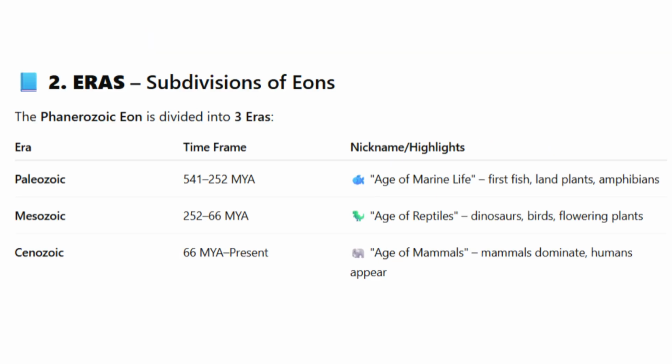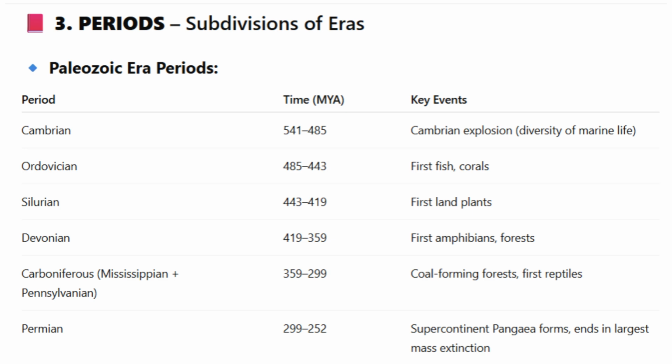2. Eras, subdivisions of eons. The Phanerozoic eon is divided into 3 eras. Era, time frame, nickname/highlights. Paleozoic, 541 to 252 million years ago: age of marine life. First fish, land plants, amphibians. Mesozoic, 252 to 66 million years ago: age of reptiles. Dinosaurs, birds, flowering plants. Cenozoic, 66 million years ago to present: age of mammals. Mammals dominate, humans appear.